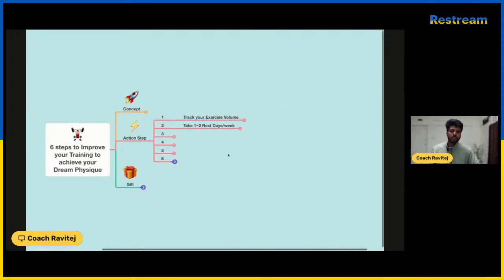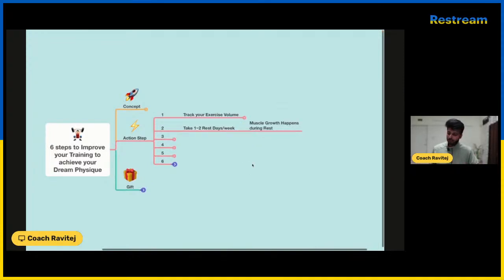Step 2 is to take 1 to 2 rest days in a week. Why is it important? A lot of people have the misconception that you need to train all the days. No, that is not true. Protein synthesis, that is your muscle growth, happens while you are taking rest. So you need to give those muscles a good amount of rest, and that's where the muscle growth happens. If you're training 7 days, forget about it. I train 5 days a week, so based on that, you can take a call.